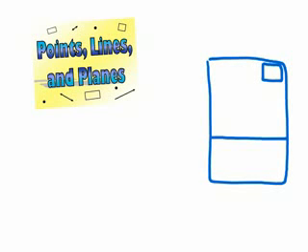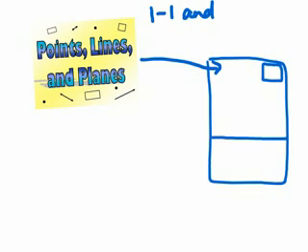So today we're going to be learning about points, lines, and planes. That's your unit title, so you're going to put points, lines, and planes in that section right here. Go ahead and write in the numbers 1-1 and 1-2. Those are the sections of the chapter we'll be covering today.